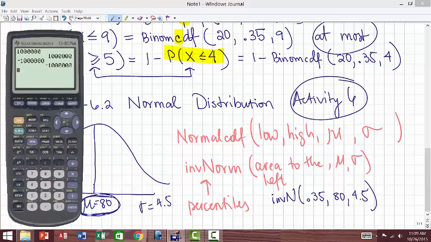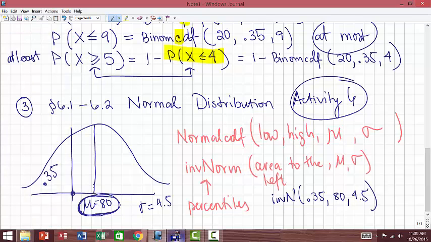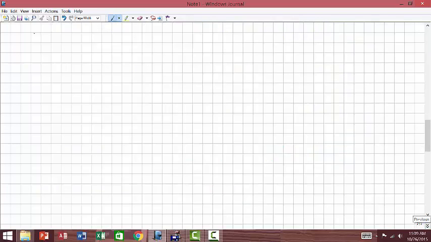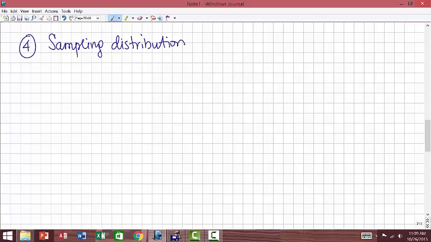But other than that, these problems students usually do pretty well. Okay, so normal distribution, activity 6, I think that was problem 3. Okay, something similar to that will be on the test. Okay, then what is the next thing? Let's talk about sampling distribution. Sampling distribution. Okay, this would be section 6.3.